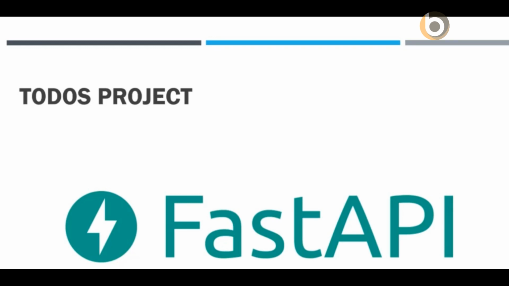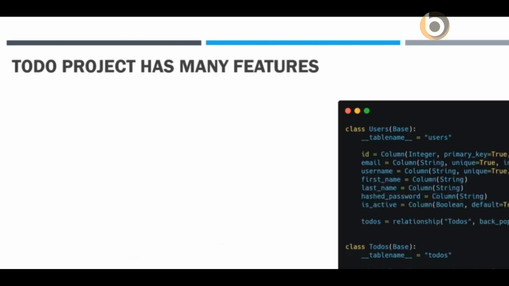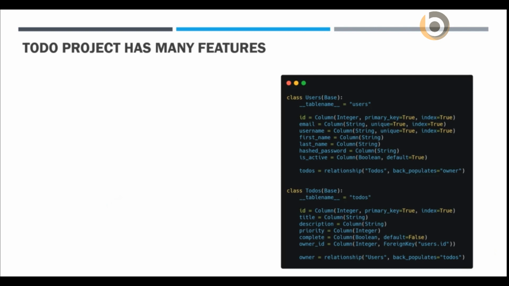And in this lecture, we'll go over the to-dos project. The to-dos project will have many features attached. For the to-do project, we will be having two separate tables created in our database, one being a table called users, which includes an ID, an email, a username, a first name, a last name, a hashed password using bcrypt encryption, and an isActive column.